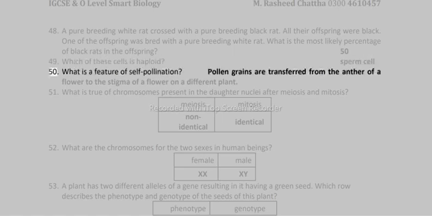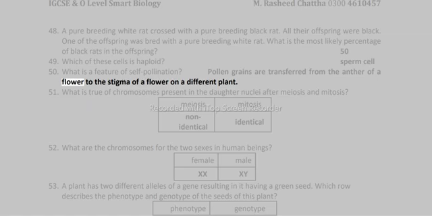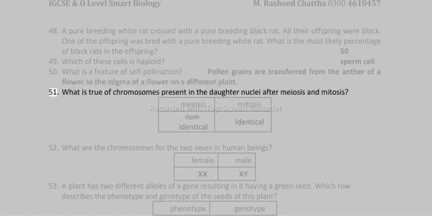50. What is a feature of self-pollination? Pollen grains are transferred from the anther of a flower to the stigma of a flower on the same plant. 51. What is true of chromosomes present in the daughter nuclei after meiosis and mitosis? Meiosis, non-identical; mitosis, identical.